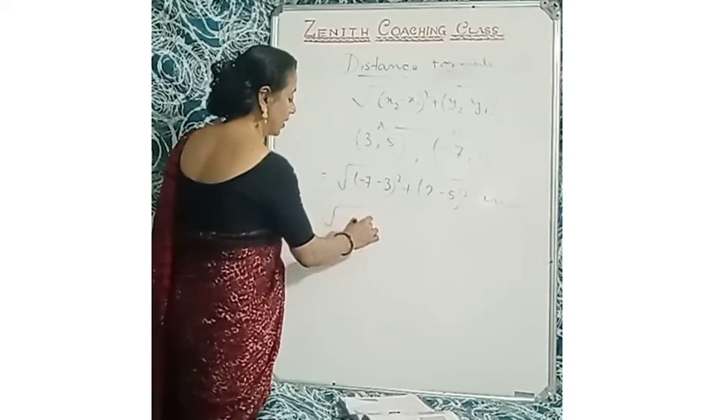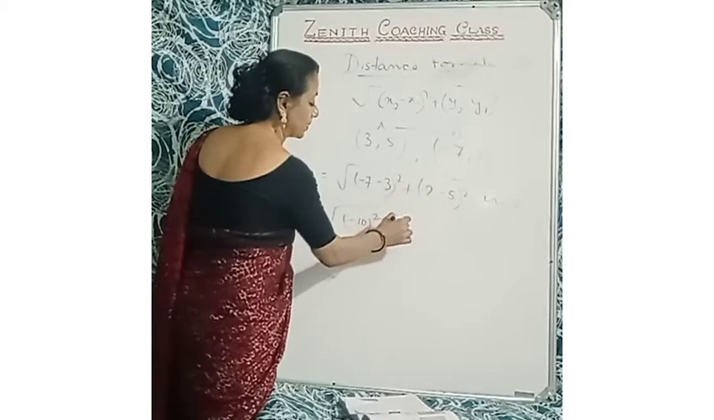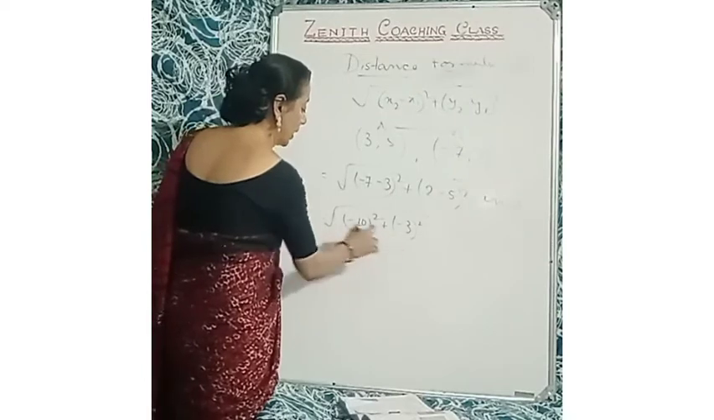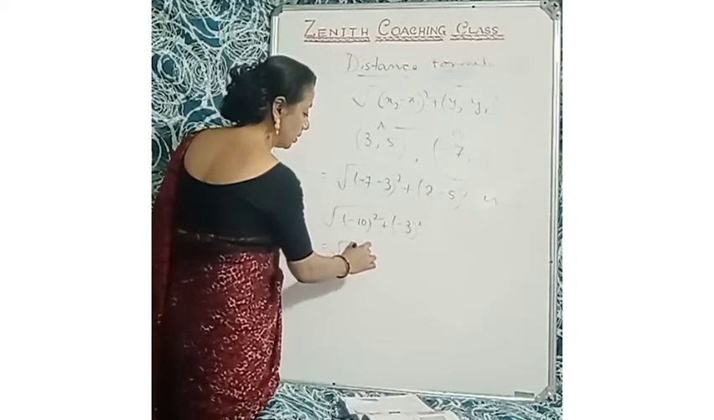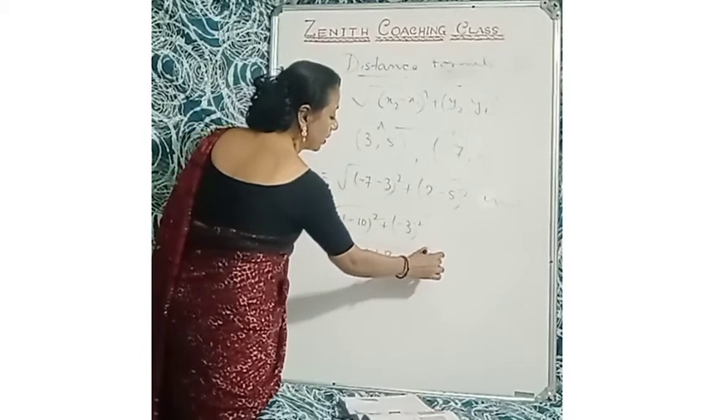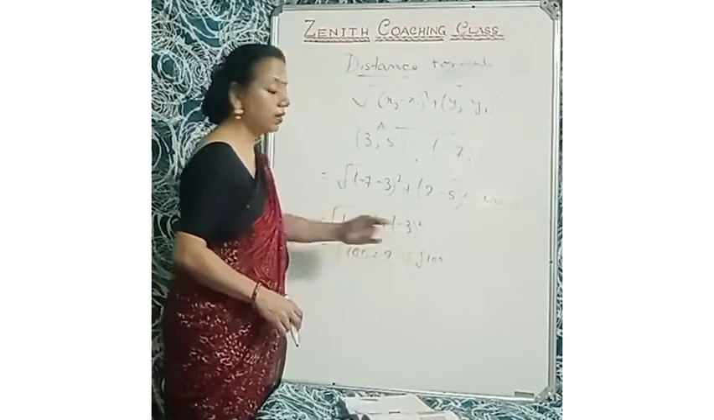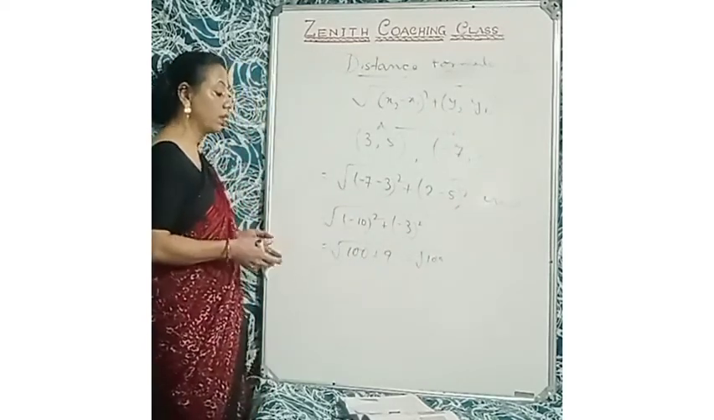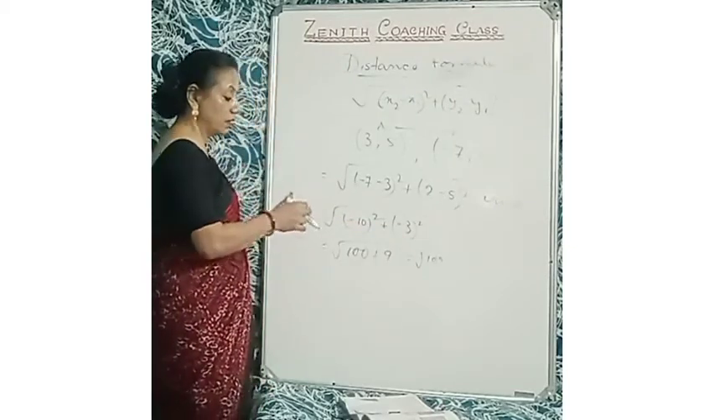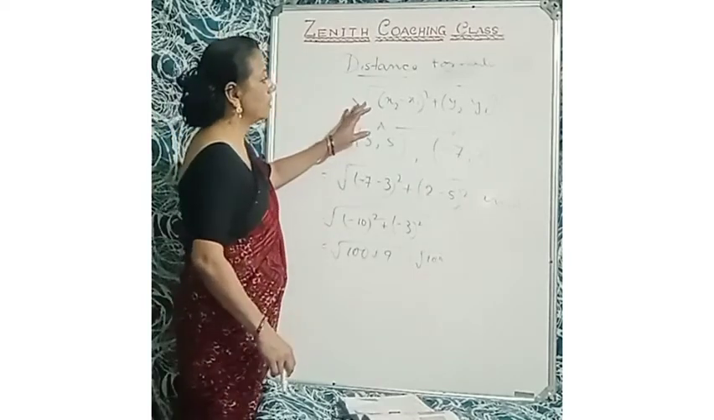So minus 10 square plus 2 minus 5, that is minus 3, square. Okay, so minus 10 square is 100 plus minus 3 square is 9. So it is root over 109. It's random, so my answer is not so appropriate. I cannot find out that 109 is a perfect square, so it is a decimal number. So it is called the distance formula.